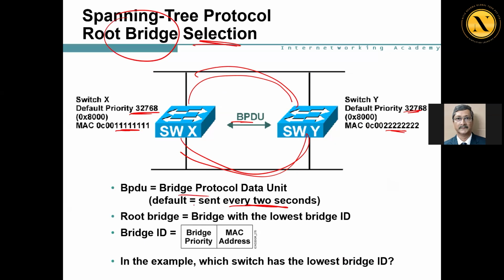So BPDUs carry the lowest bridge ID. Priority and MAC address together are known as the BID, bridge ID. The bridge ID is the bridge priority, which is 32,768, plus the MAC address. In this example, which has the lowest bridge ID? Obviously X has the lowest bridge ID, so it will become the root bridge. None of the ports will be blocked on the root bridge. They will be known as DPs and will all be in forwarding mode. Correct?